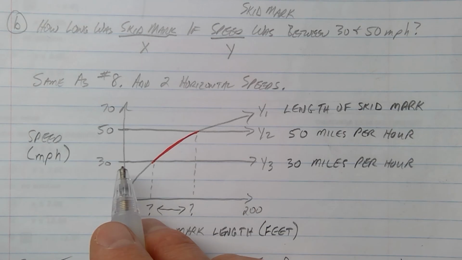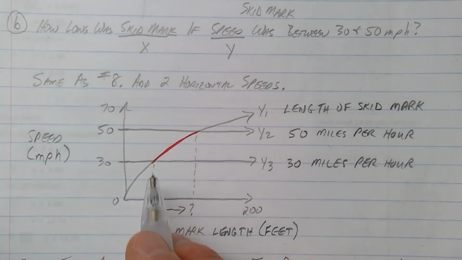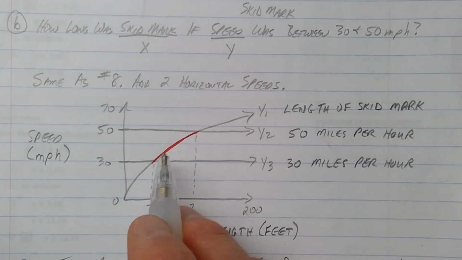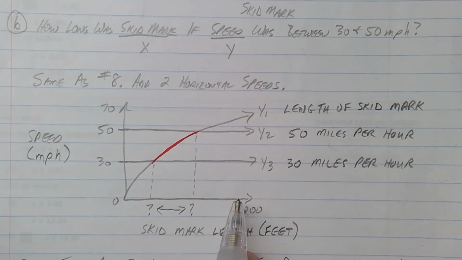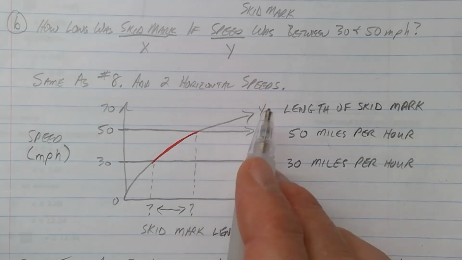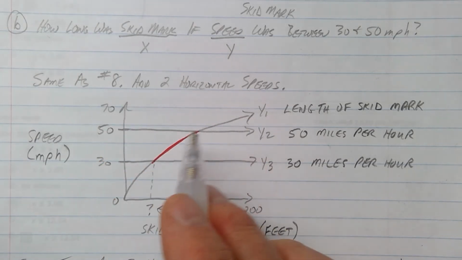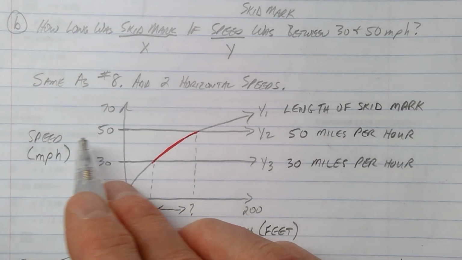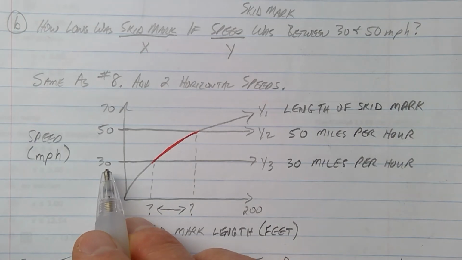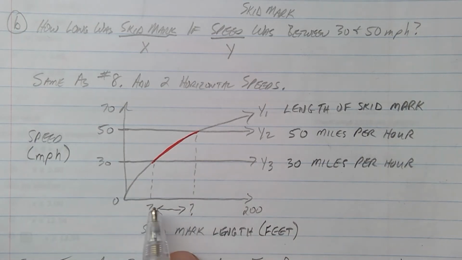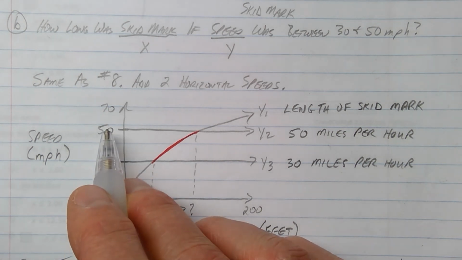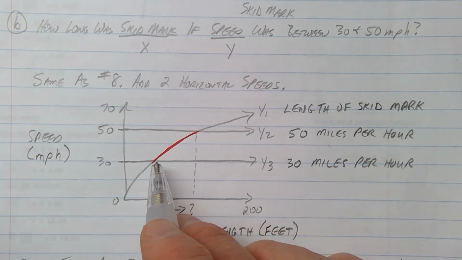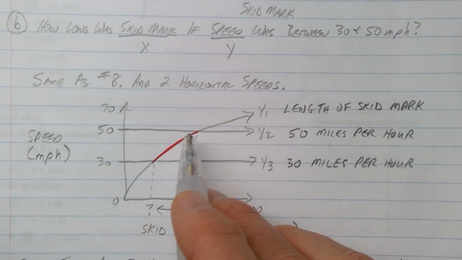That kind of makes sense, because if you're going like 30 miles an hour, your skid mark wouldn't be very long. But if you were going 50 or 70 or 80 miles an hour, your skid mark would be pretty long indeed. So another similar question would be, hey, when was this guy going between 50 and 30 miles per hour? Well, I need to know the length of the skid marks that would match 30 miles an hour and 50 miles an hour. So I'm talking about this section in between here.